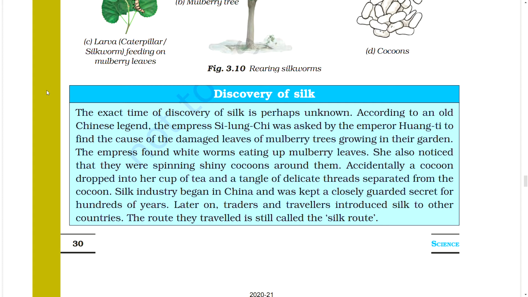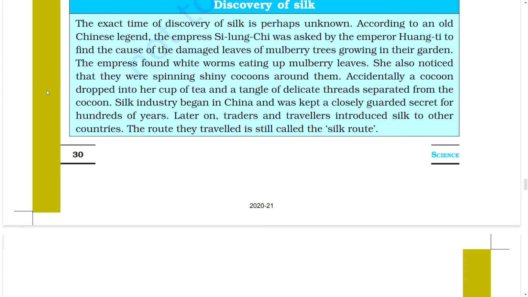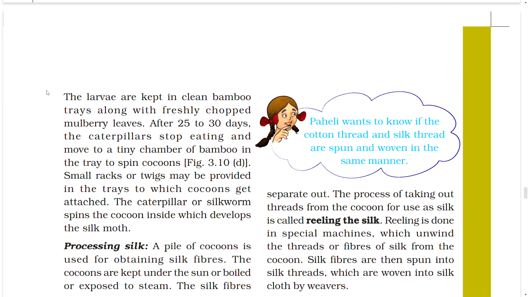The route they traveled is still called the Silk Route. The larvae are kept in clean bamboo trays along with freshly chopped mulberry leaves. After 25 to 30 days, the caterpillars stop eating and move to a tiny chamber of bamboo in the tray to spin cocoons. Figure D.